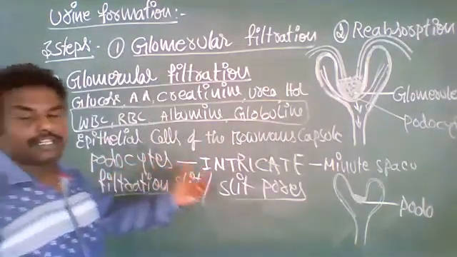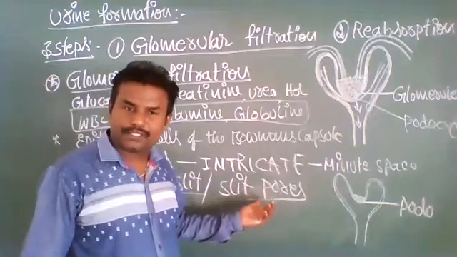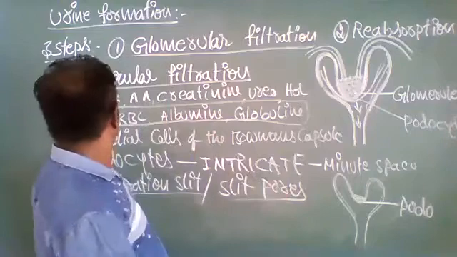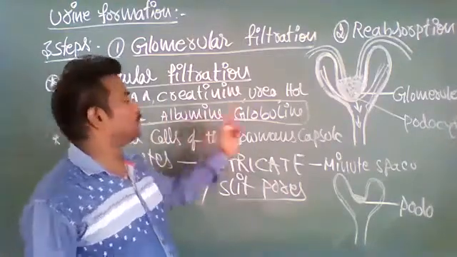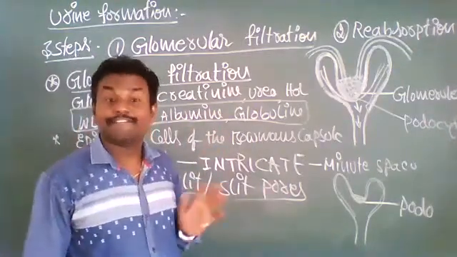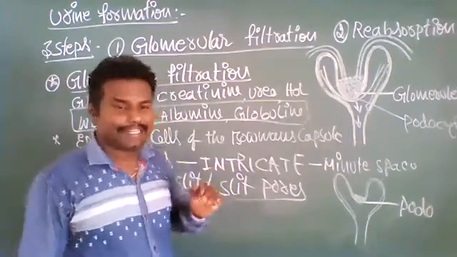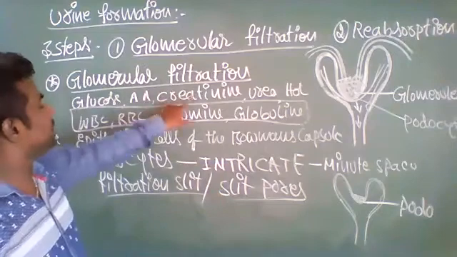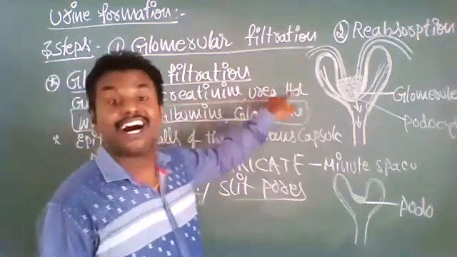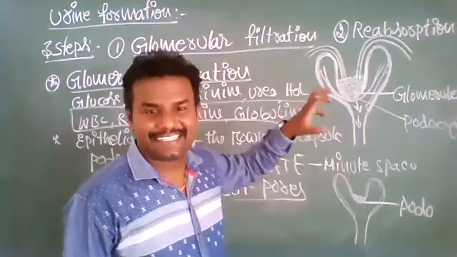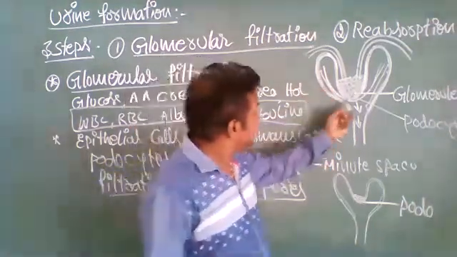See, almost all the components of the blood plasma are filtered except proteins. The white blood cells, red blood cells, albumin, and globulin are not filtered. Only unwanted materials such as glucose, amino acids, creatinine, urea, hormones, some ketone bodies, and waste materials are filtered here.